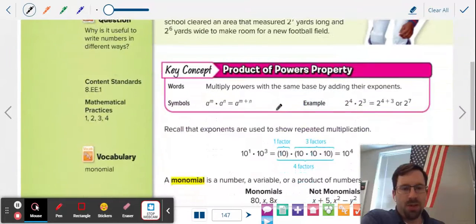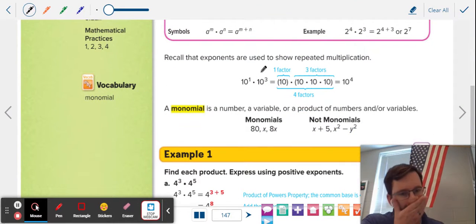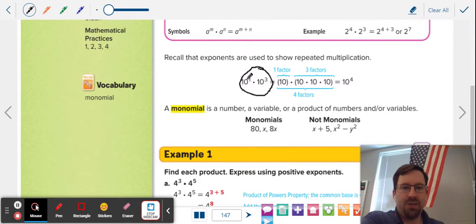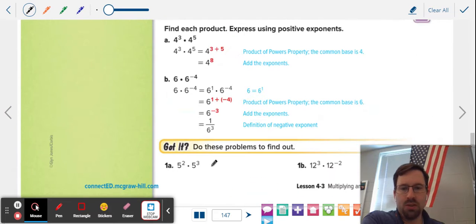So when we multiply these monomials, what happens is, let's take a look here. 10 to the first times 10 to the third is the same as saying 10 times 10 times 10 times 10, which is 10 to the fourth. So what we can do easily is just add our exponents. 1 plus 3 equals 4. So 5 to the third times 5 squared is 2 plus 3, 5 to the fifth. And you can just leave it like that. You do not need to put it in simplest form. That's fine, you can leave it like that.